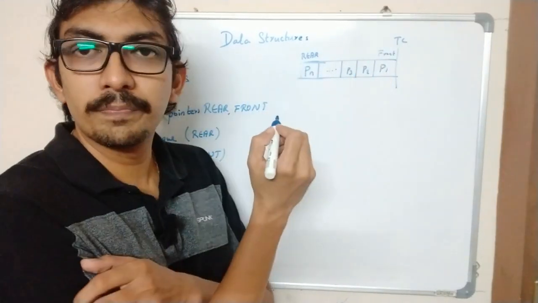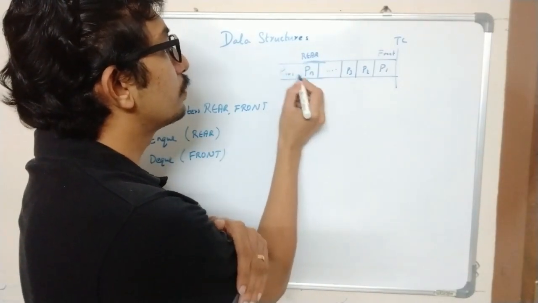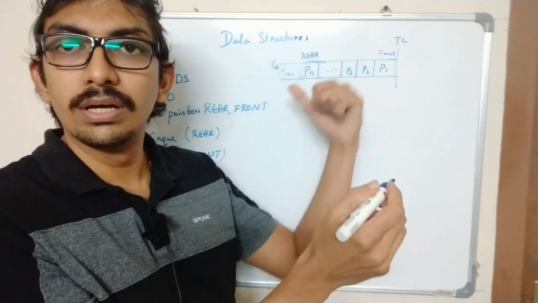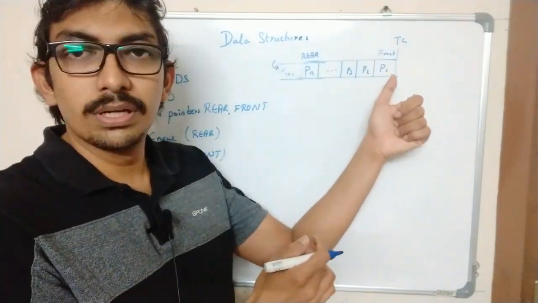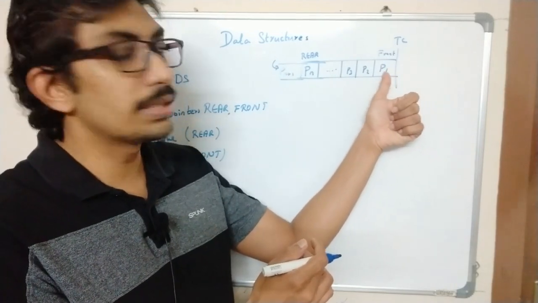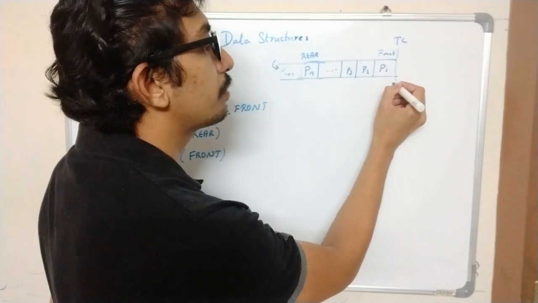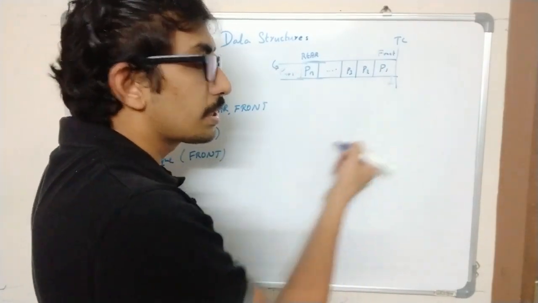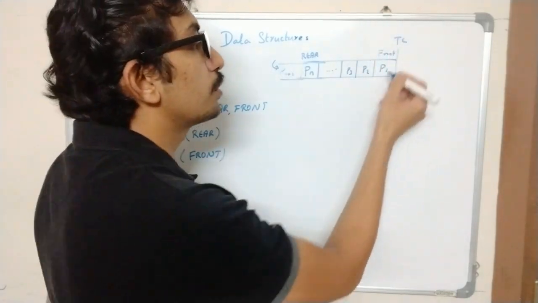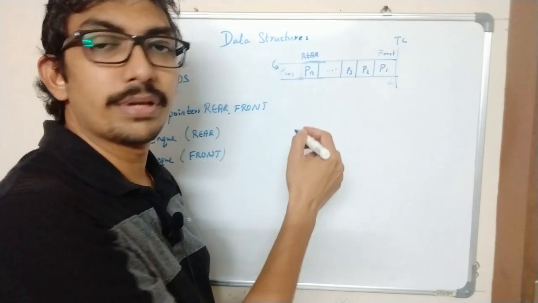Suppose one more person arrives. Where will he be going? He will be joining at the rear end of the queue. So he will be entering at the rear end, and once the ticket has been issued, it will first be given to the person in front. So after processing, P1 will be the first person to leave the queue. Leaving means he is coming out of the queue through the front end.